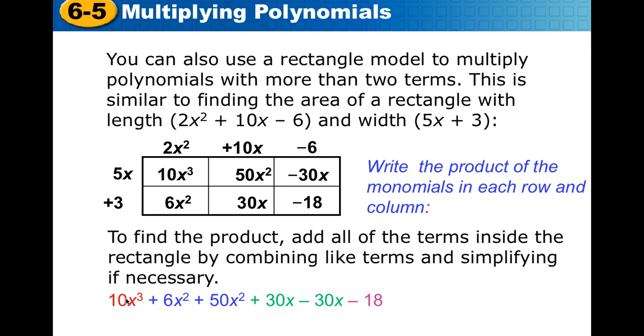10x cubed plus 6x squared plus 50x squared plus 30x minus 18. Now again, combine like terms. Only like terms have variables with the same exponent. So 6x squared and 50x squared can be combined to get us, again, our final answer of 10x cubed plus 56x squared minus 18. Notice, again, there is no x because the 30x and the negative 30x canceled out. This is called the box method.